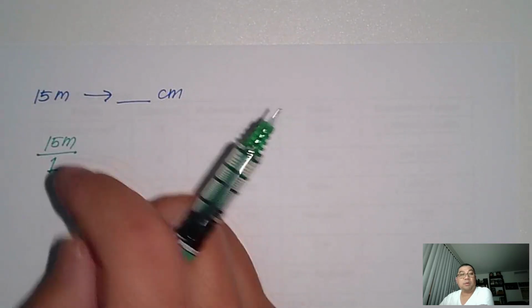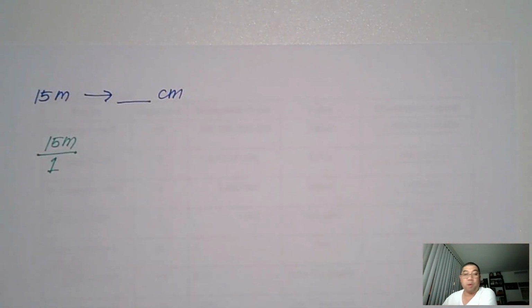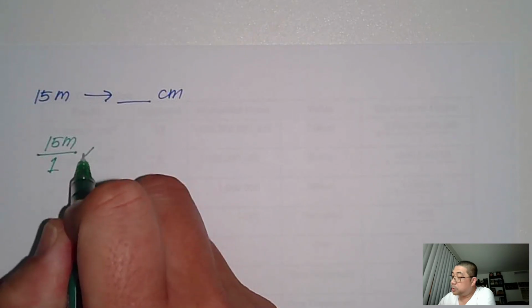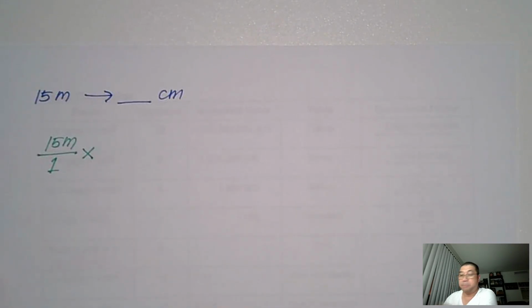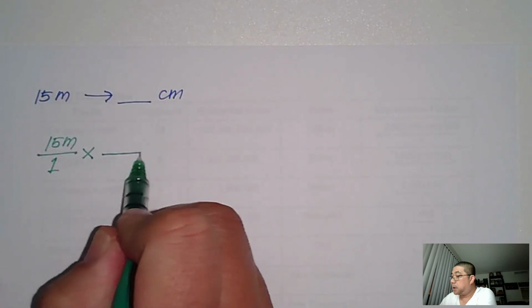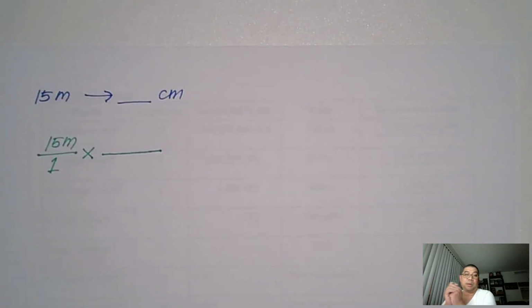So 15 over 1, and then you draw your multiplication symbol, followed by a vinculum. That's how you call it, by the way: the line on a fraction is called vinculum. Just a trivia. Now I want to cancel meter.